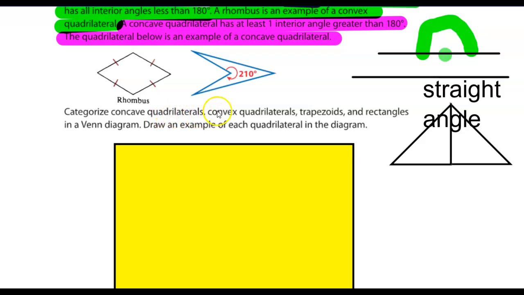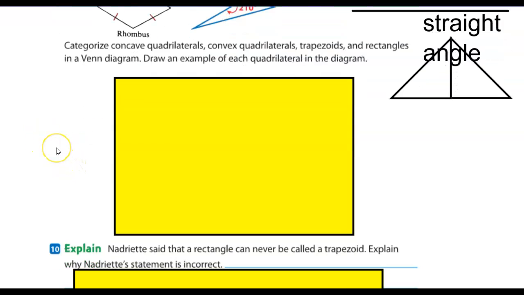All right, so let's move on just a little bit. Categorize concave quadrilaterals, convex quadrilaterals, trapezoids, and rectangles in a Venn diagram. Draw an example of each quadrilateral in the diagram. Now they're wanting you to categorize this into a Venn diagram. Personally, if you were in class, I know good and well you would be coming to me saying, Miss Fleming, I don't understand what it's asking. Me as a fifth grader, I'm not sure I would have understood what it was asking.